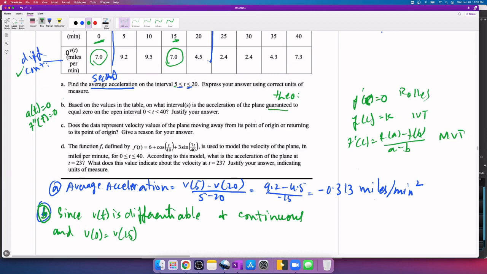So in this case, since we are using v function, then it's v0 and v15. And I also have 25 and 2.4, 30 and 2.4. Again, my y values are the same, so I'm going to say v25 is also equal to v30, and they are equal to 2.4. So actually, I have two of those f of a equals f of b things.